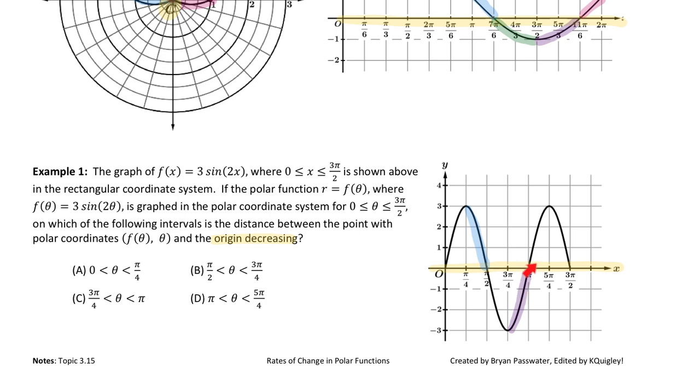The next section, I crossed over the x-axis, so I have to change. Is this one getting closer or further? Well, what about this one? Closer. And that's back to being blue, if you followed my color scheme.